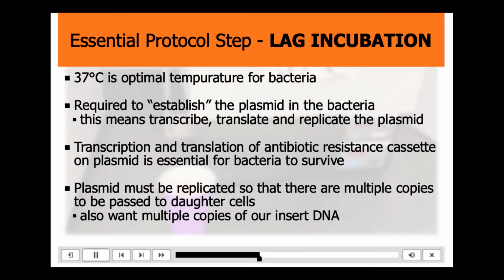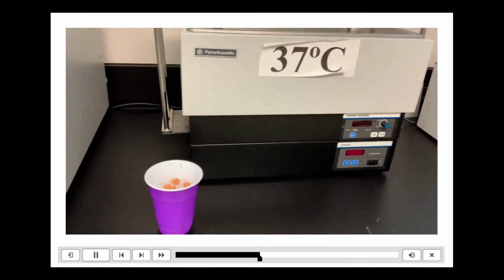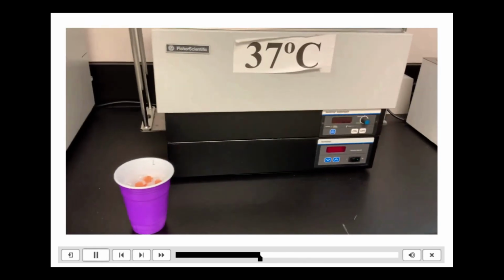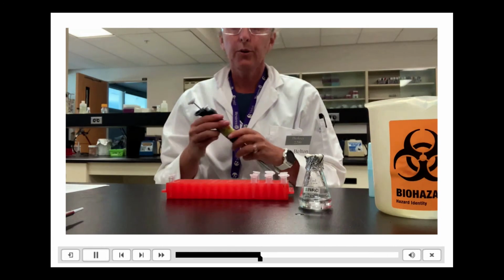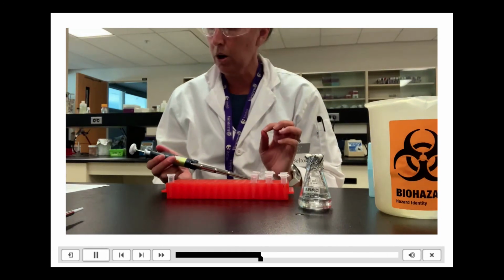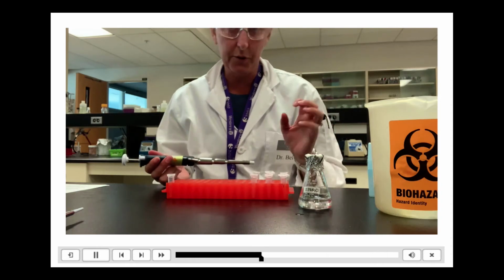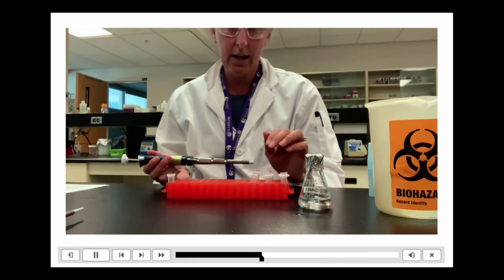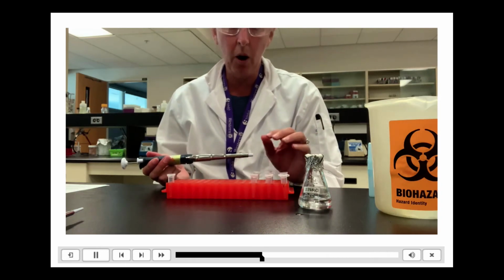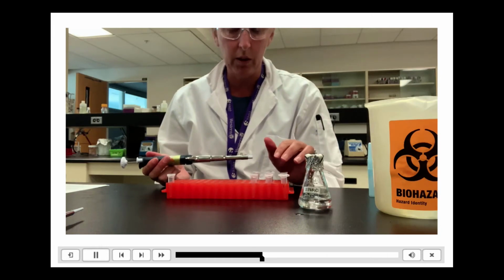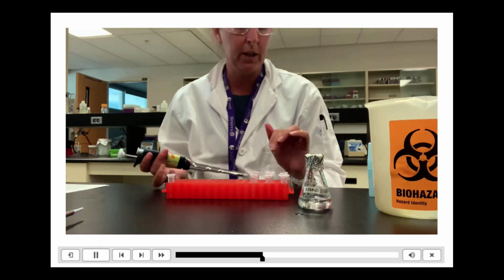We also want multiple copies of our insert DNA, so the more copies of the plasmid in our bacteria, the better. Remember, the lag incubation is done at 37, but in a water bath. So while our tubes are incubating at 37 degrees for 15 minutes for their lag incubation, we can go ahead and set up part of our serial dilution that we will need once the tubes come out.